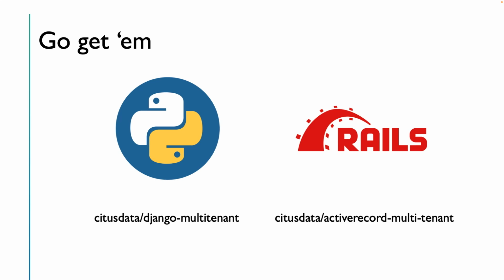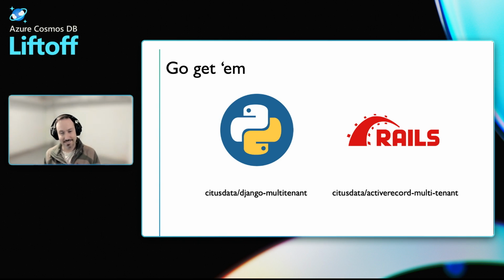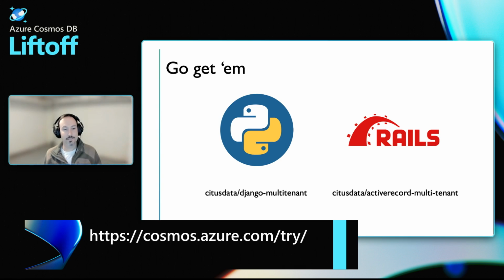So now we've seen that the queries we've generated are safe and fast and easy to use. So go get them. We've created helper libraries for 2 application frameworks, popular ones, Django and Rails Active Record, with others possibly down the line. They're all in the Citus Data GitHub organization for you to try out.